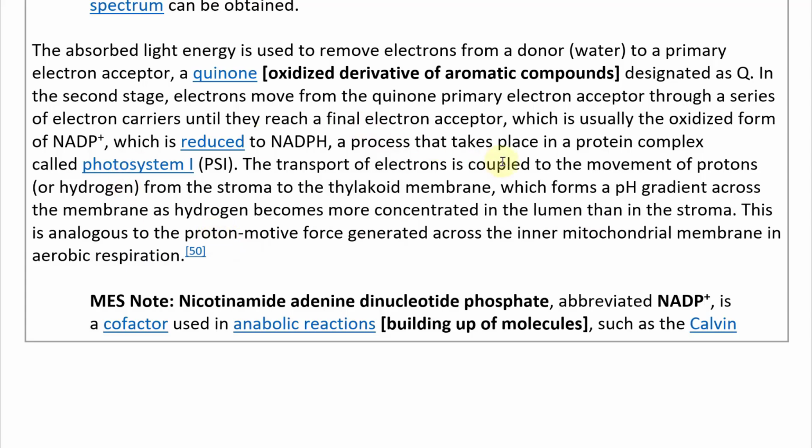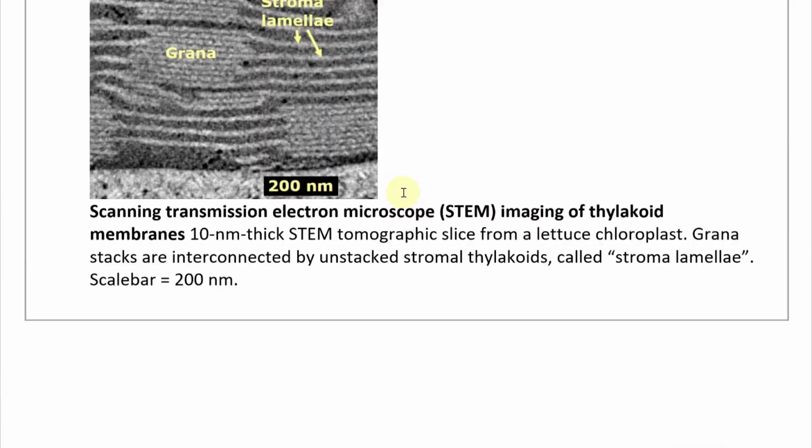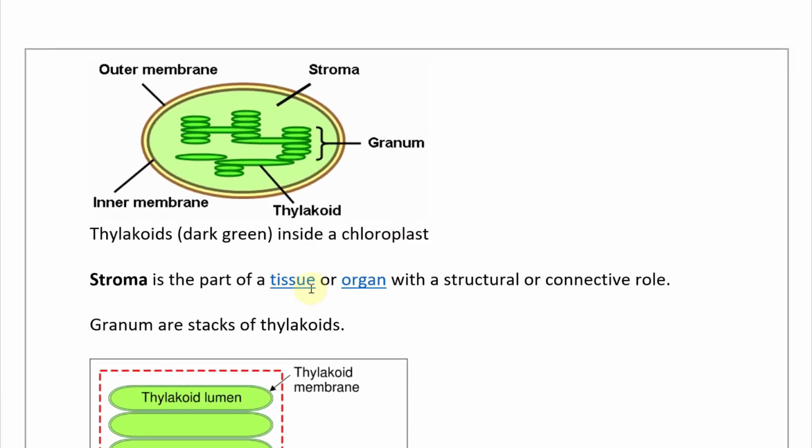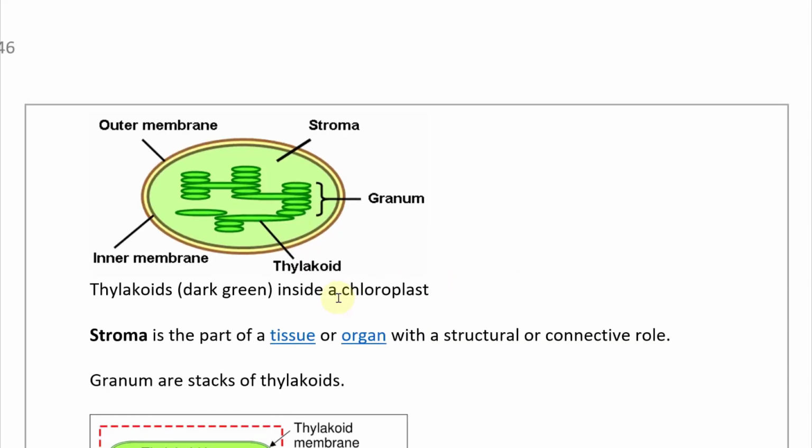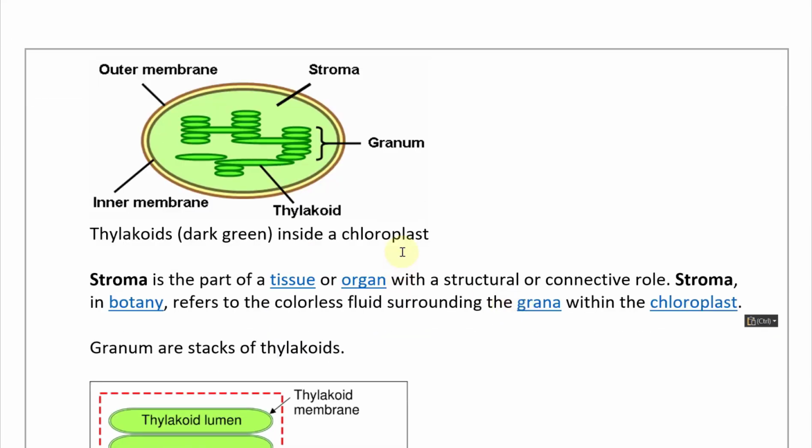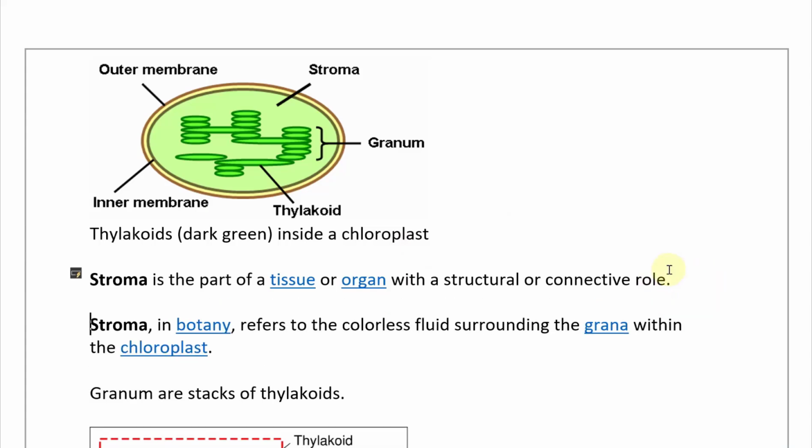So the transport of electrons is coupled to the movement of protons or hydrogen from the stroma to the thylakoid membrane. The stroma is just a part of a tissue or organ with a structural or connective role. And here, I just forgot to make a better clarification, so I double checked this. So this stroma is this fluid as well. Stroma is a part of a tissue or organ with a structural or connective role.